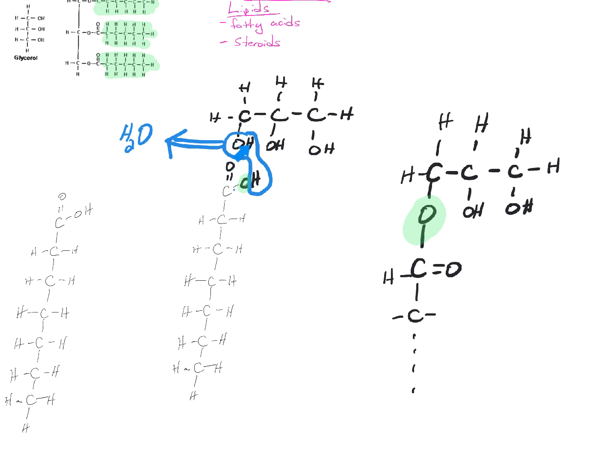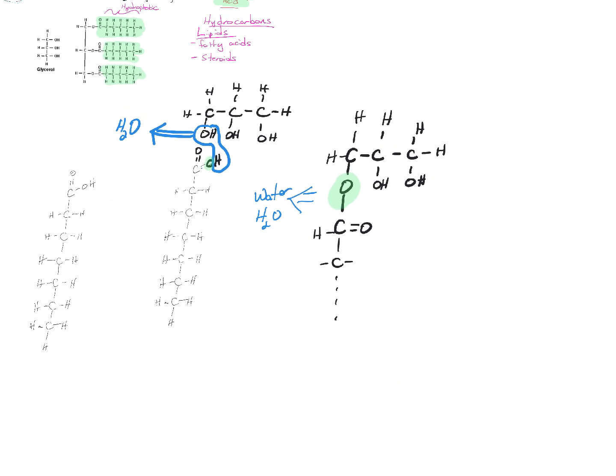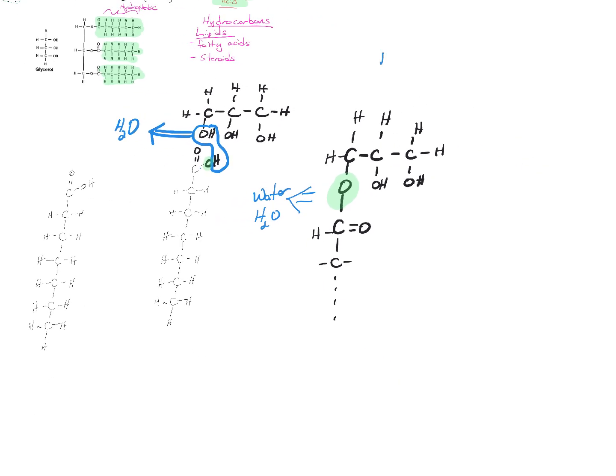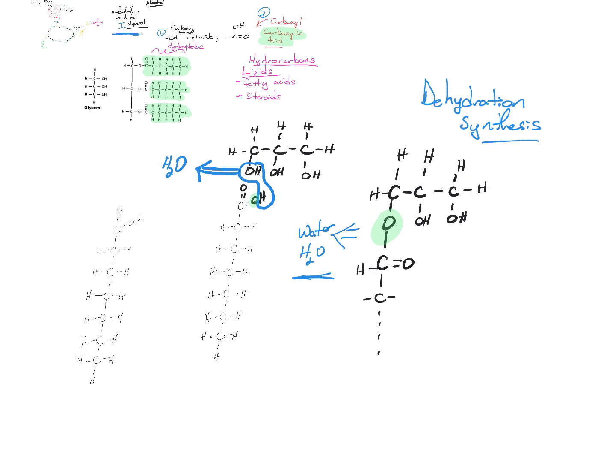The point is that the OH and an H leave to form what? Please pay attention. The OH and the H leave to form what? Water. H2O. Water. And then these two are connected. This is called dehydration. Do you see why it's called dehydration? Because you're taking water out. Okay. Dehydration. And then synthesis, because you're making something.